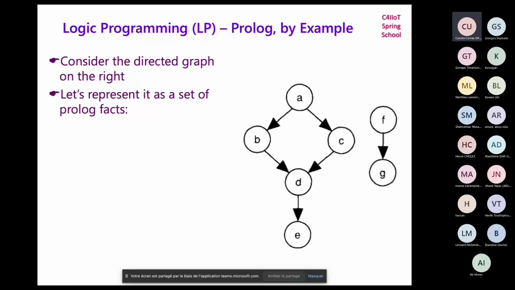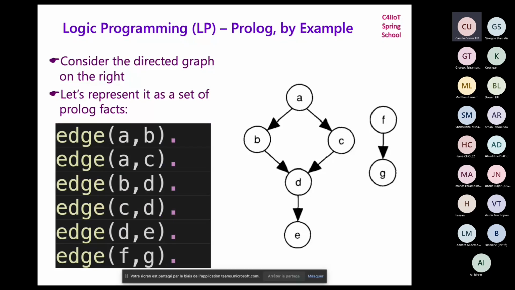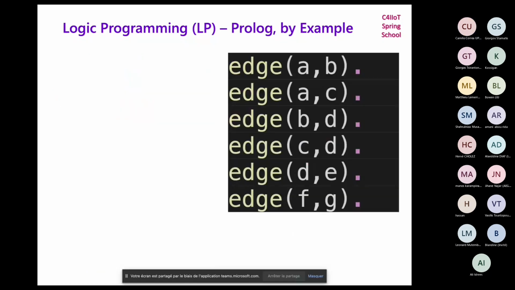So let's think about how we represent this. Well, it's very simple. We just list the edges. Perhaps we wouldn't do this in the same way, but here we're still stating a relation. We're saying an edge is a relation between two things, and we state between which things it holds. And then those are the facts.